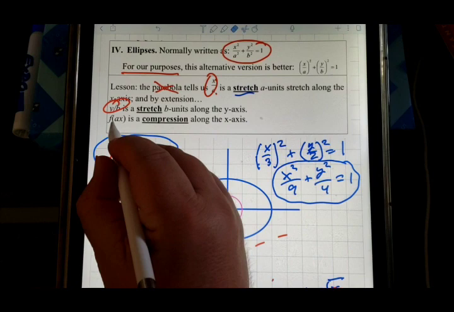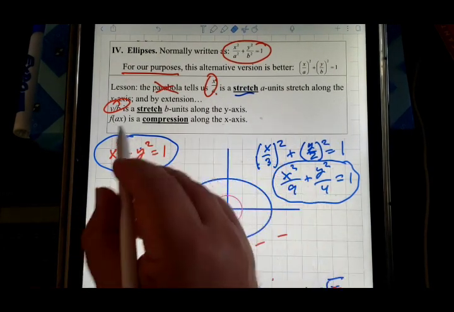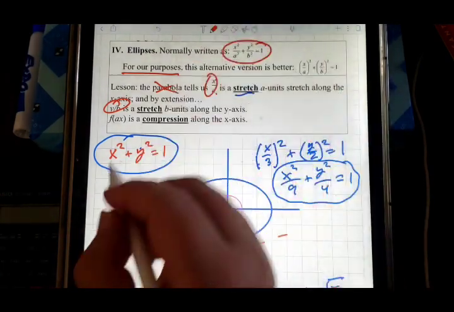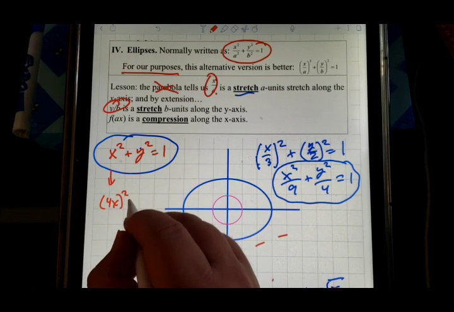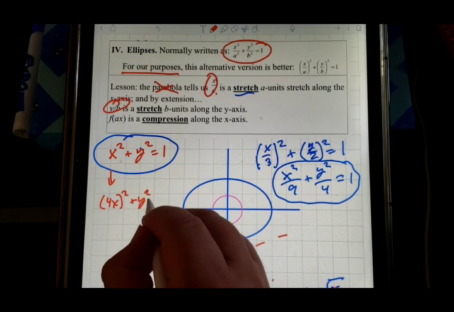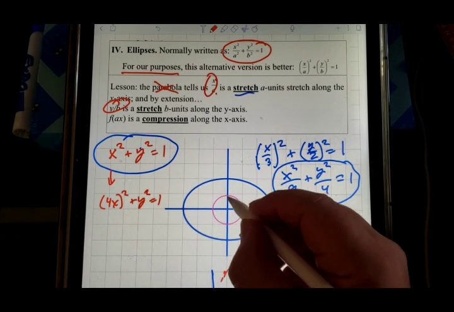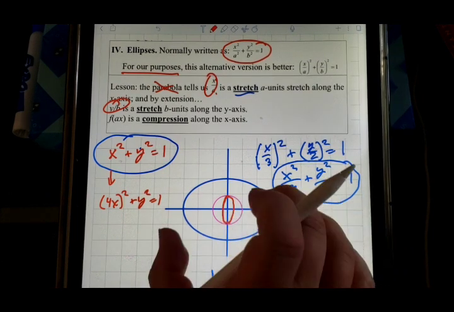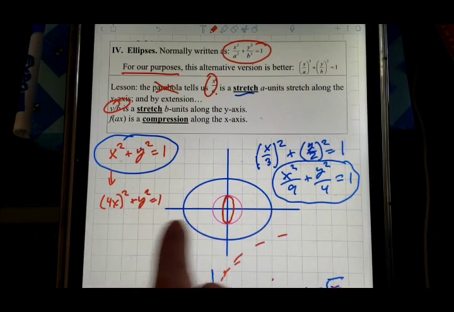I also have this. A times x, by extension, is a compression along the x-axis. So, in other words, I know these are getting kind of crowded. If I had said 4x squared plus y squared equals 1, what is that graph? Well, it would be compressed along the x-axis, just that fast.